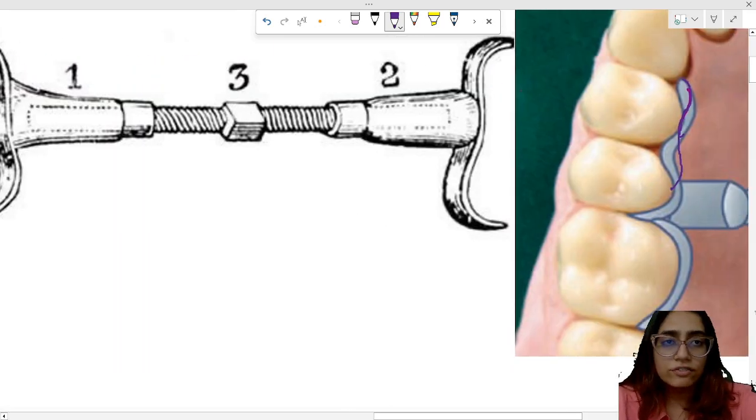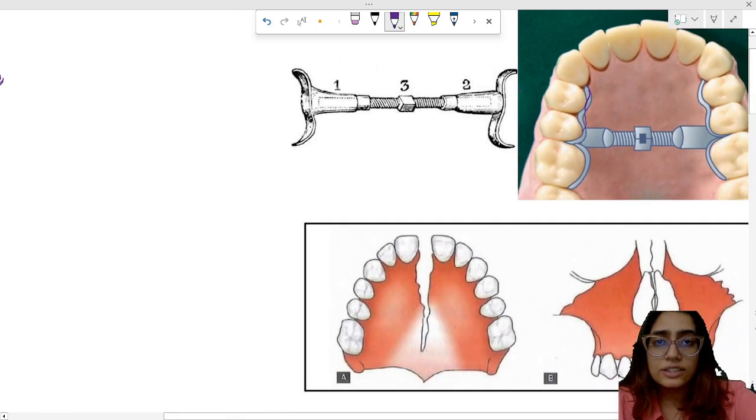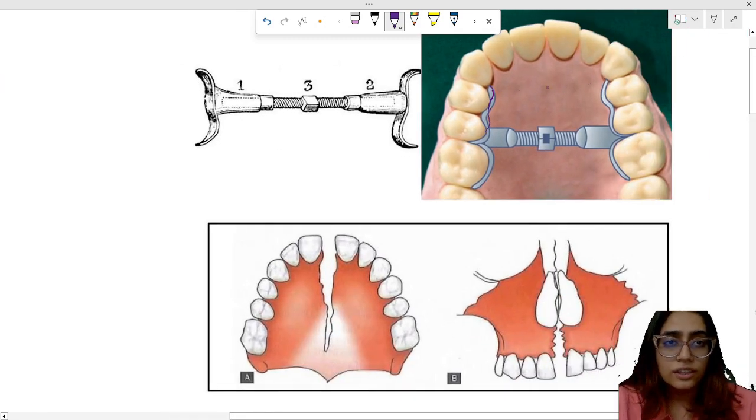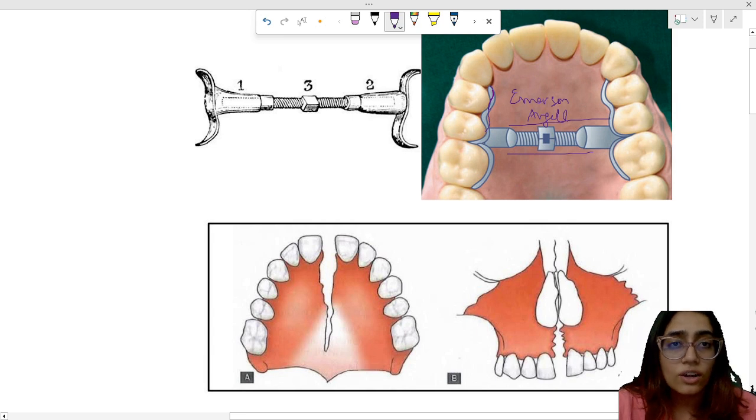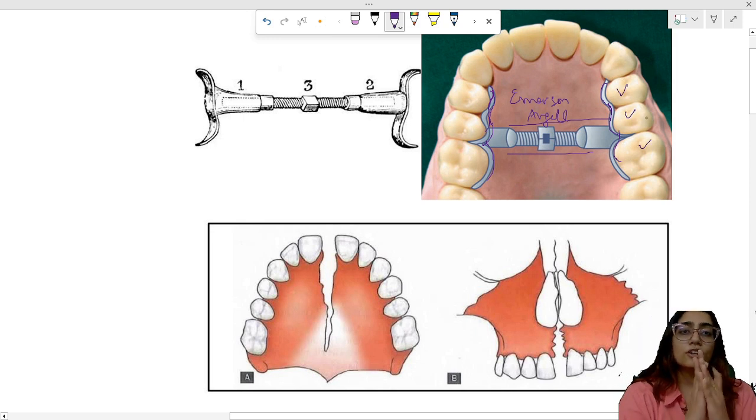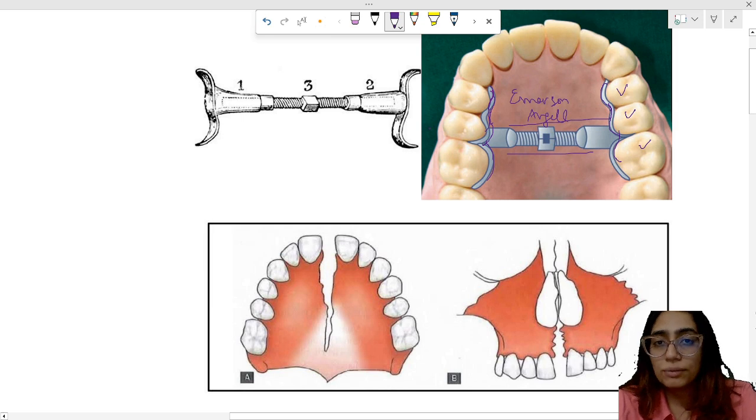So I'll show you the figure. I have an image gallery. We'll be seeing the appliances also simultaneously. So this first appliance you see, this one was the one given by Emerson Angel, right? So you can see there is a screw in between which will cause expansion, and there are these bars which take anchorage from the posteriors, the premolars and the molars, and cause the maxilla to expand, right? So this was the appliance.